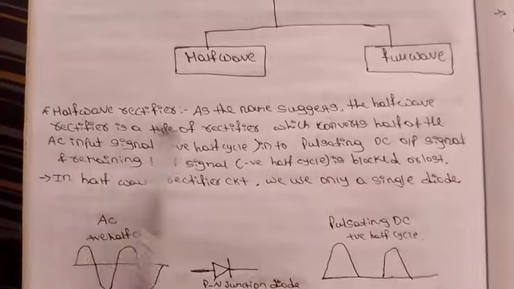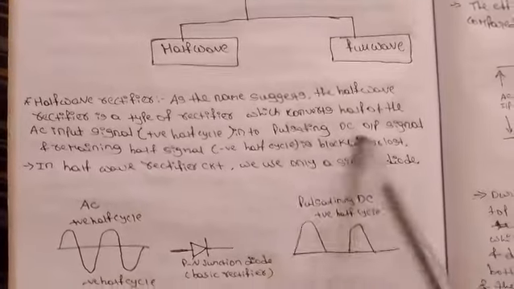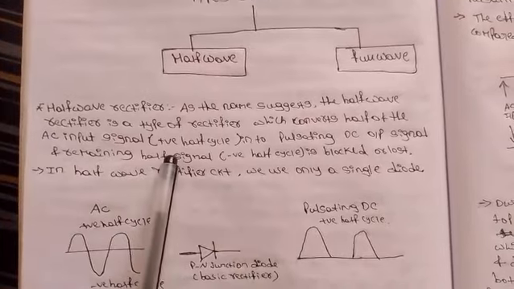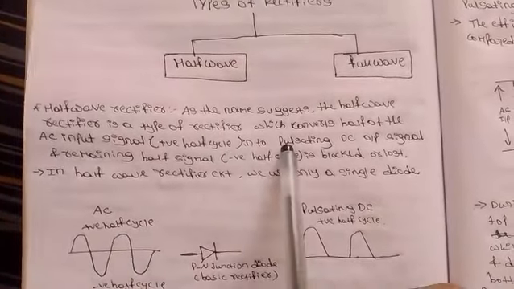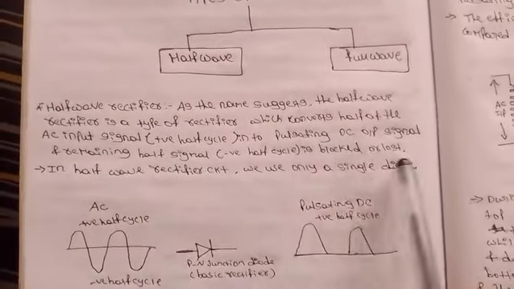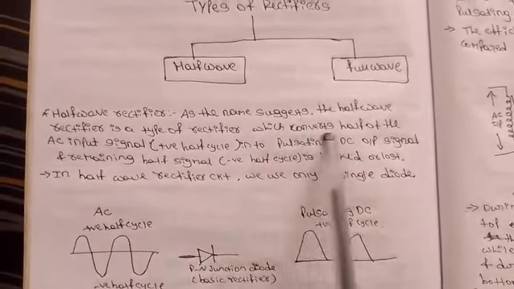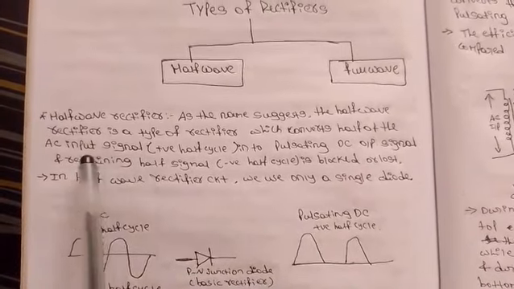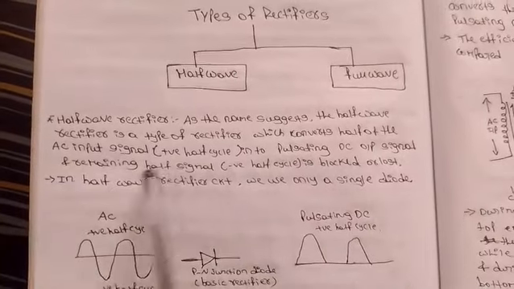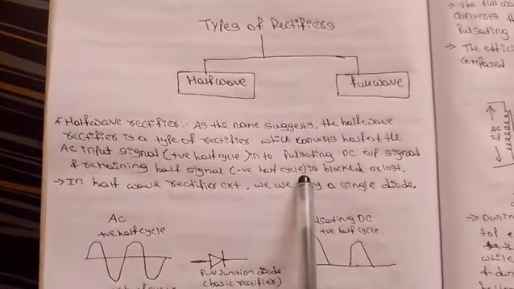Let's know about the half wave rectifier. As the name suggests, the half wave rectifier is a type of rectifier which converts half of the AC input signal, that means the positive half cycle, into a DC output signal, and the remaining half signal, the negative half cycle, is blocked or lost. Here it converts AC to DC in only the positive half cycle. In the negative half cycle, it won't allow the current to flow. It will block the current.